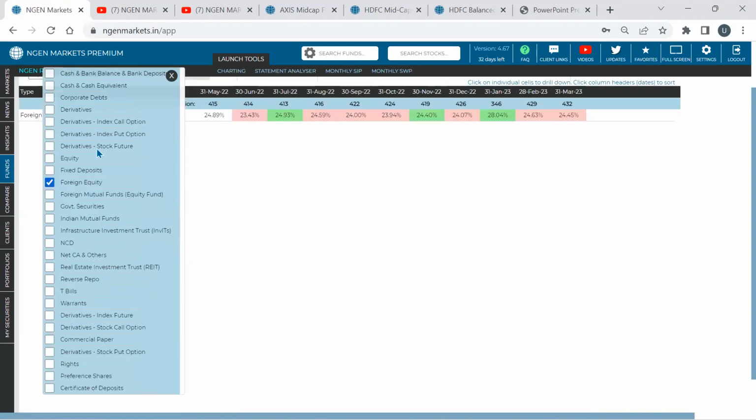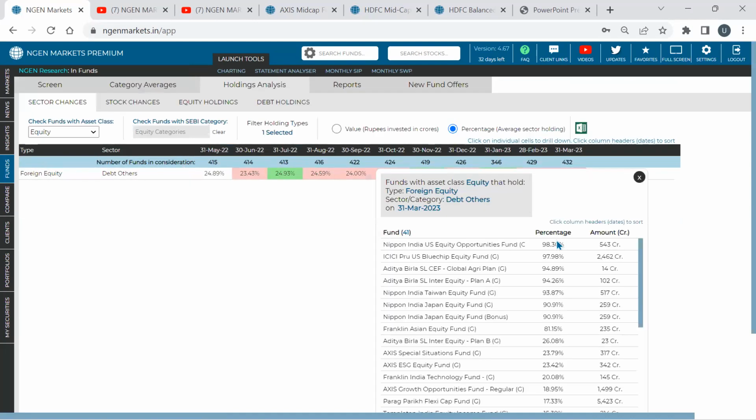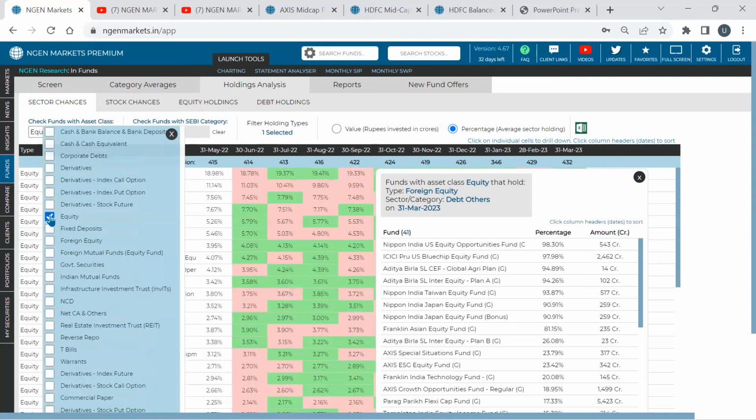So we need to check it out. Yes, you can now click on it, and you can see the funds which have invested in the foreign equities. What you need to do is go to the holdings analysis tab, then sector changes, and within sector changes, click on this filter holdings type. Normally we select equities, and you can then see all the sectors here.